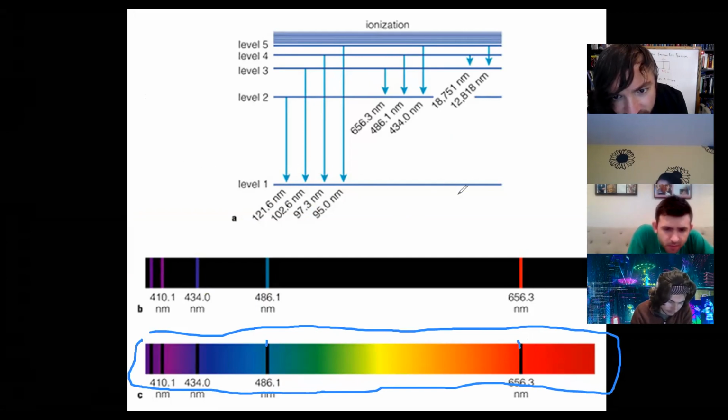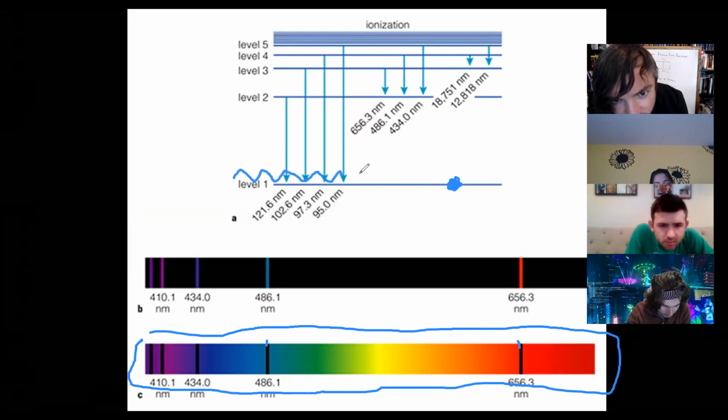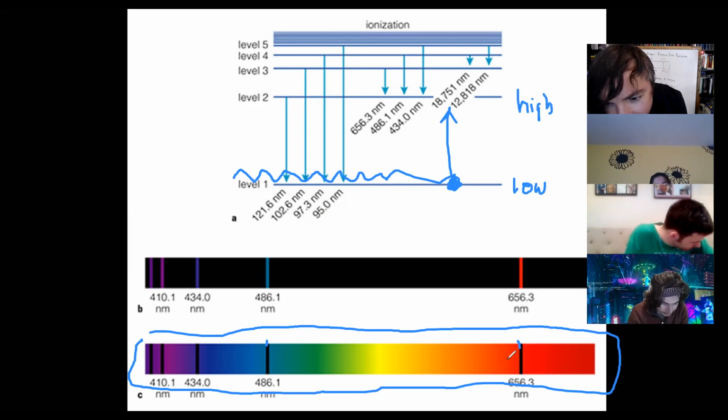Absorption happens when an electron sits at the ground state of the atom. It's in a low energy orbit. And a photon of just the right wavelength comes in, and the electron grabs the photon and uses it to jump from low to high orbit. When that happens, the photon gets removed from the spectrum of light, and you see a black absorption line in its place.